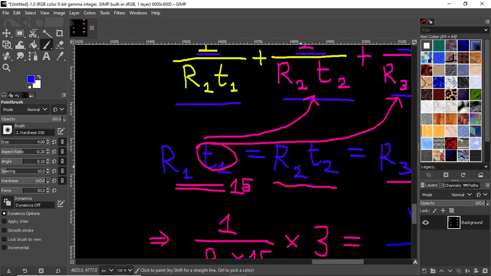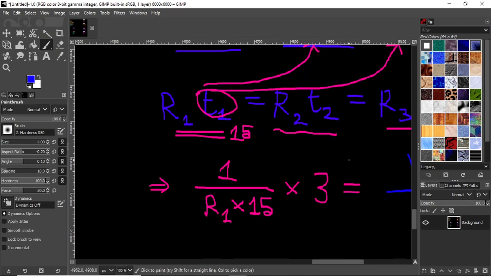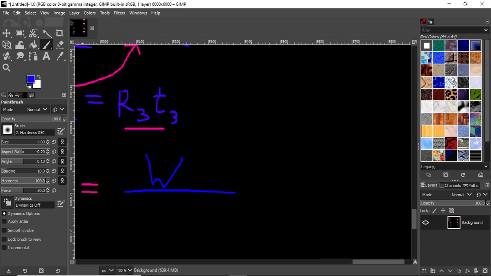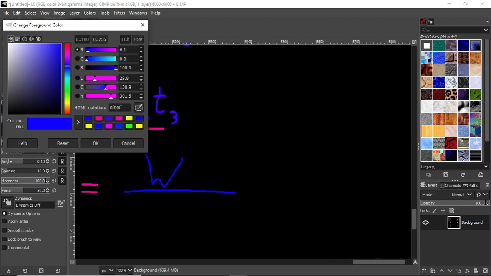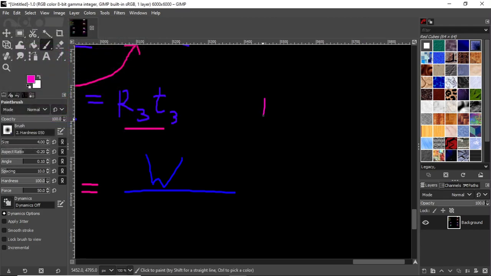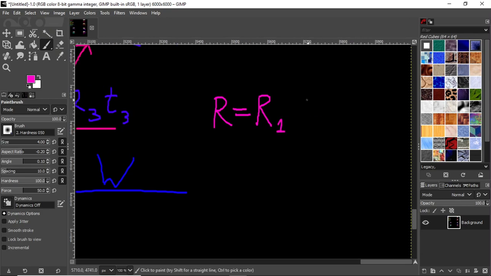So we have R2 and R3, which we need to express if we want R, because it should be pretty apparent. Our combined rate is the sum, right? It's the sum of the 3 rates, R1 plus R2 plus R3.